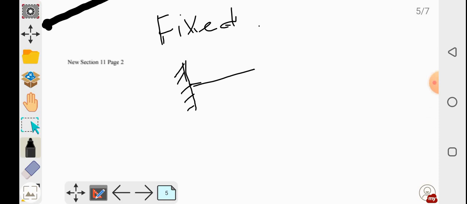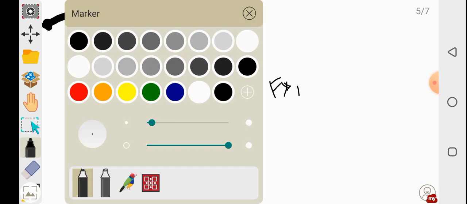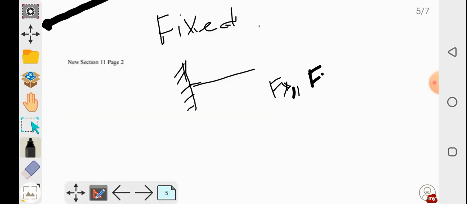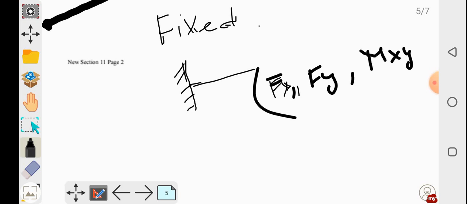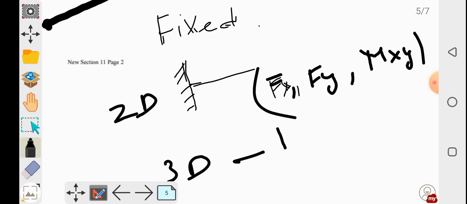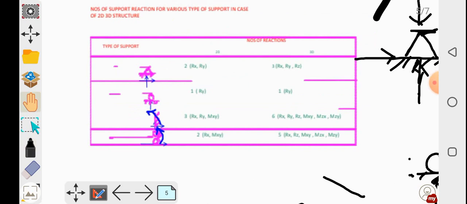So our fixed support is generating, in case of 2D, three support reactions, that are the Fx, Fy, and Mxy. And in case of 3D, our fixed support will generate six reactions, that are the Fx, Fy, Fz, as I have mentioned here also. In case of 2D there will be three reactions: Rx, Ry, Mxy. In case of 3D, there will be Rx, Ry, Rz, Mxy, Mzx, Mzy. These are the six support reactions in case of fixed support.